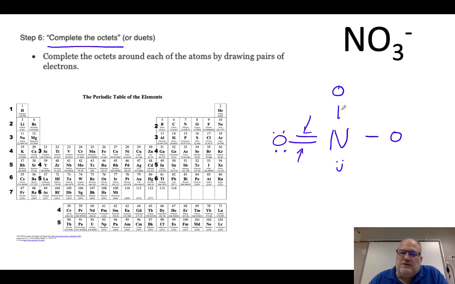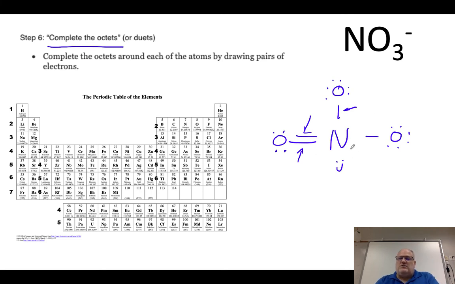Up here, do you see how we only have 1 single bond right here? That counts as 2 electrons towards both the oxygen and the nitrogen, but we care about the oxygen right now. That means we have 6 that we're missing, and we're going to go 1, 2, 3, 4, 5, 6. And this is exactly the same as this, so I'm going to do the same thing. 1, 2, 3, 4, 5, 6.